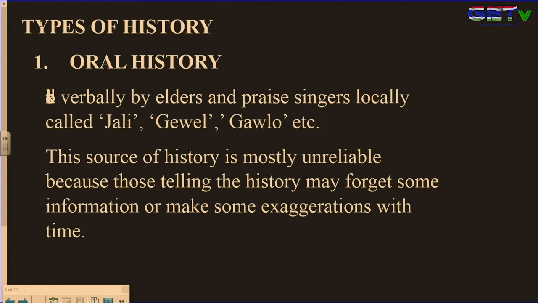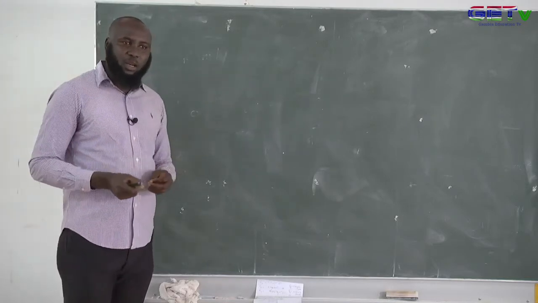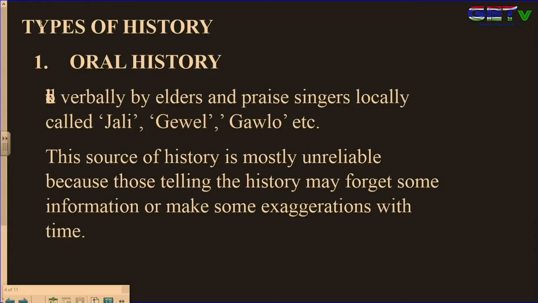However, this source of history is mostly unreliable, simply because those telling the history might forget some important parts of it. They are human. The record is not written with them, some of them. They just explain it verbally, even where it's written with them, but when they are presenting, they are not using those materials. So they present verbally. So in that process, they may forget some important information, or some of the important parts might be left out.